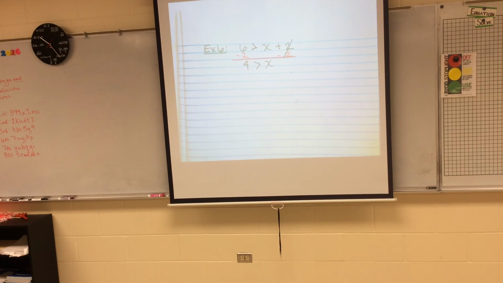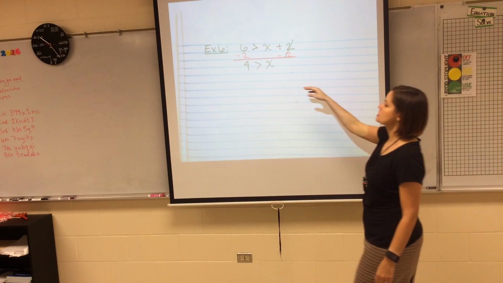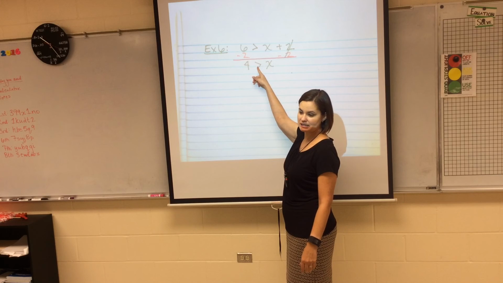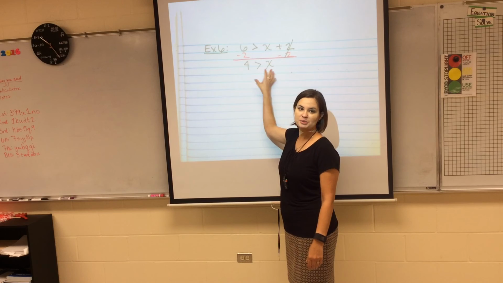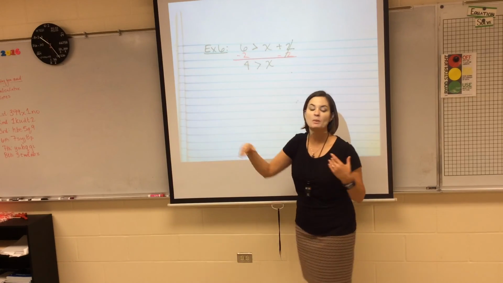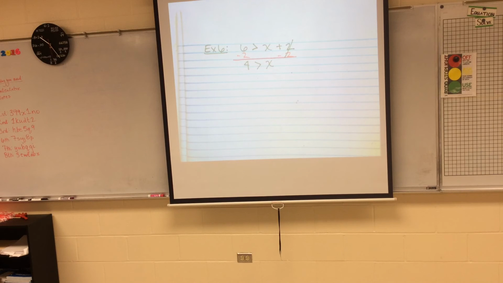Hold on, you guys, because in all of our examples, the X was on the left side. It said X was less than, or X was greater than. So I could read this: 4 is greater than X, right? Or what if I wanted to rewrite this so that my X was on the left side? We have to flip everything. So X is less than 4, okay? Could I leave my answer like this? Yes. But we're accustomed to seeing the X on the left side.